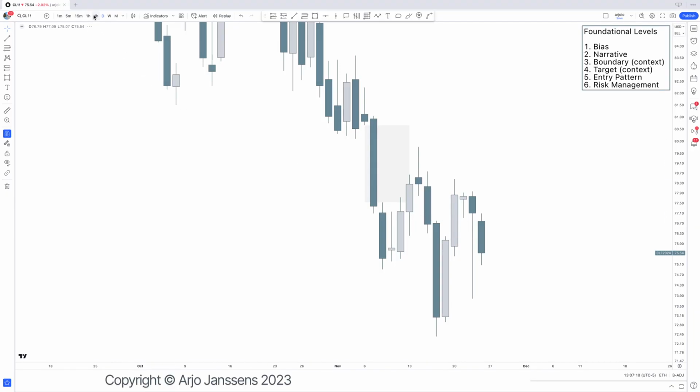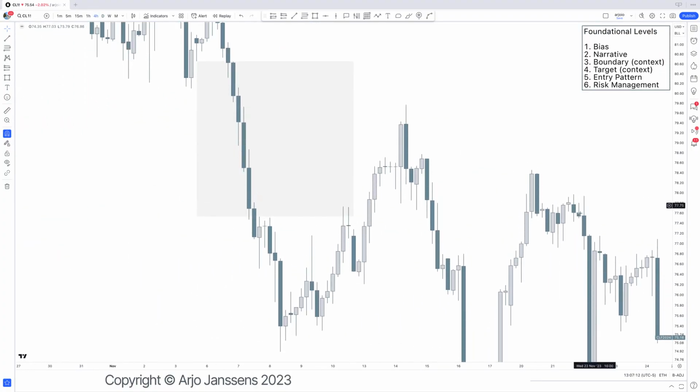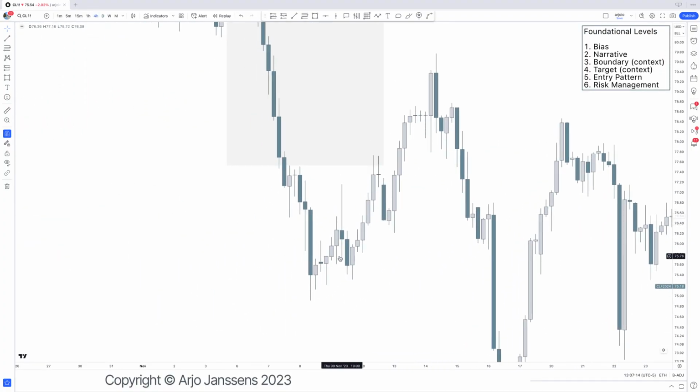Then if we look at the 4 hour time frame right here, and we follow 4 hour order flow, then we have not really an ST here because there's no bullish fair value gap in this leg higher.